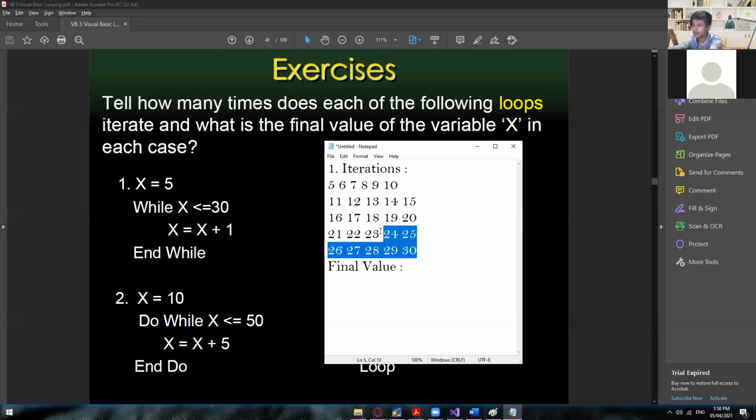So if you guys are going to count those numbers, it will give you a total of 26. Okay, not 25. So 26 because we have started counting from its original position, which is 5. Okay, so number 1 will iterate 26 times. So just count as 1. 5, 10, 15, 20, 21, 22, 23, 24, 25, 26. All right. And then what is the final value? So whatever is the final value in here will be, of course, your final value.